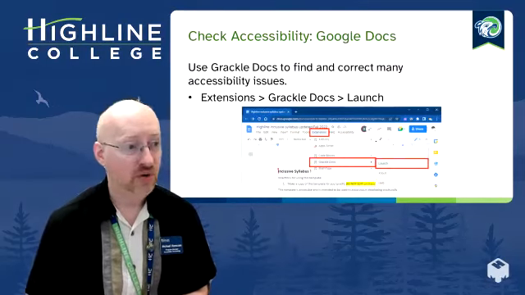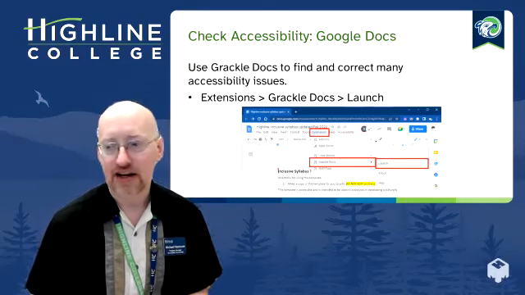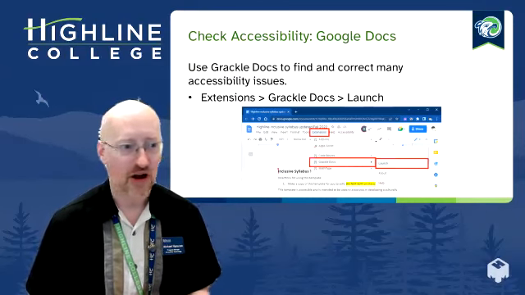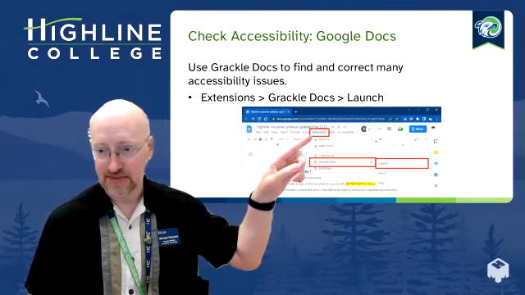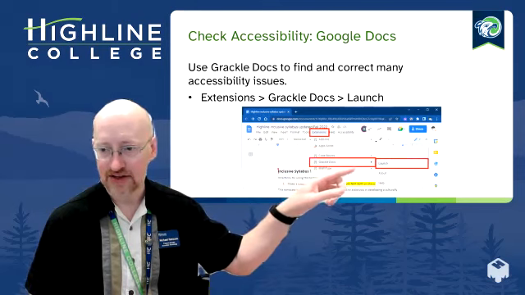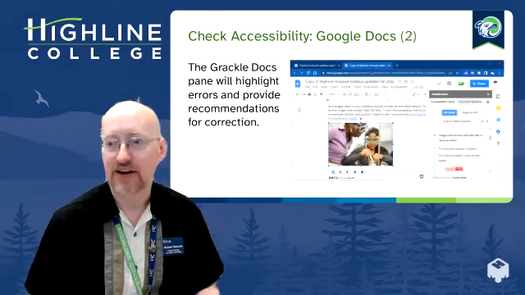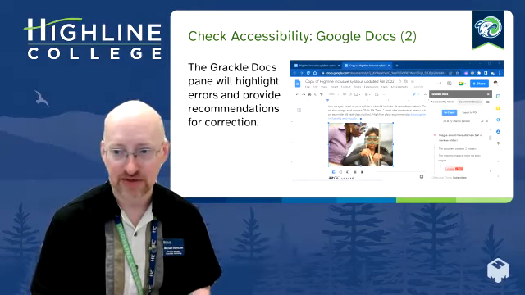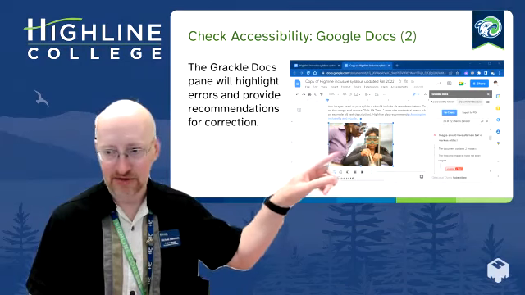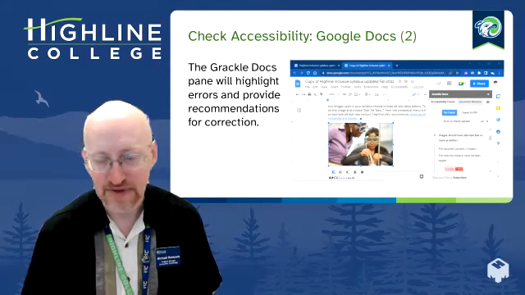Same thing is available in Google Docs. With Google Docs, it's not built in directly, but Highline subscribes to an extension called Grackle Docs. In this case, it's in the extensions menu, go down to Grackle Docs and then launch. And again, it opens up a pane on the right-hand side, does the same basic thing as Word's Accessibility Checker, steps through. And again, I had that image without any alt text. And so it's telling me, oh, here's some alt text you need to add.